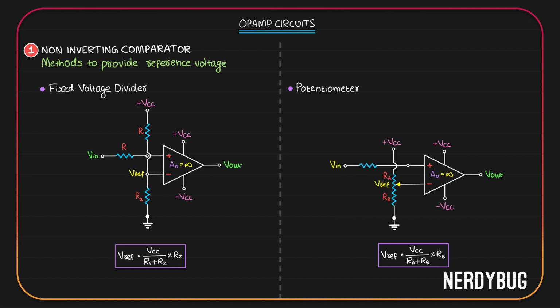These are not the only ways of giving a reference voltage. Sometimes it can come from the output of another circuit. But the idea remains the same. Input voltage is being compared with a reference voltage.